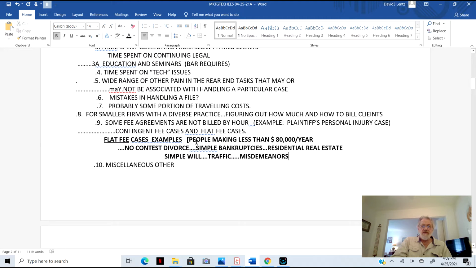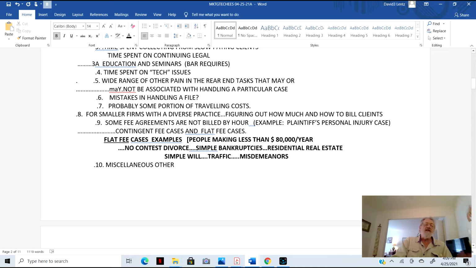No contest divorces, where everybody has agreed or allegedly agreed to child custody, what any alimony is going to be, if any, and property division, and all that's agreed upon. A no contest divorce is usually charged on a flat fee basis. If I charge somebody, for example, $500 to $700, say $600, for a no contest divorce, that's what I get regardless of how long the case takes.